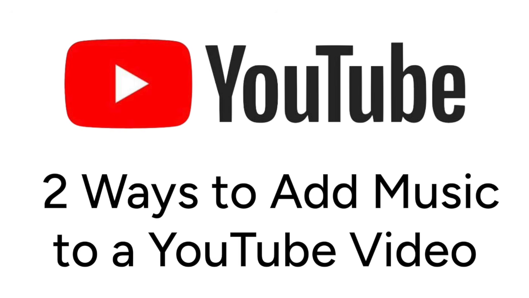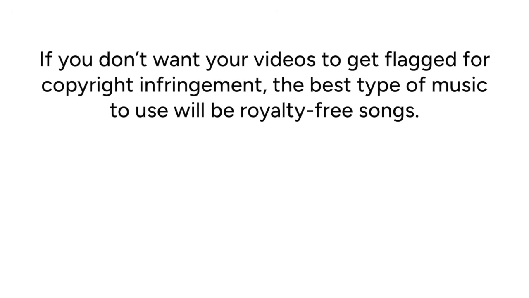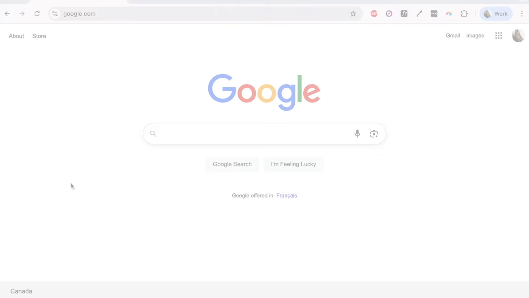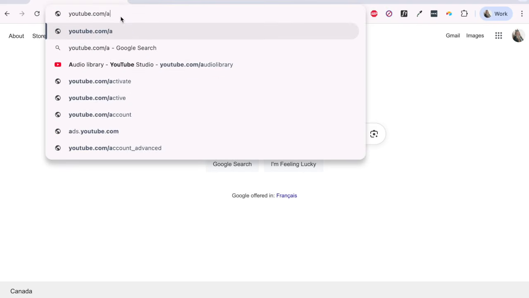Now let's get started. If you don't want your videos to get flagged for copyright infringement, the best type of music to use will be royalty-free songs. There are many platforms that sell subscriptions for music to use in your videos, but those can get very expensive. YouTube makes it easy to find songs to use in your videos for free with their built-in music library.